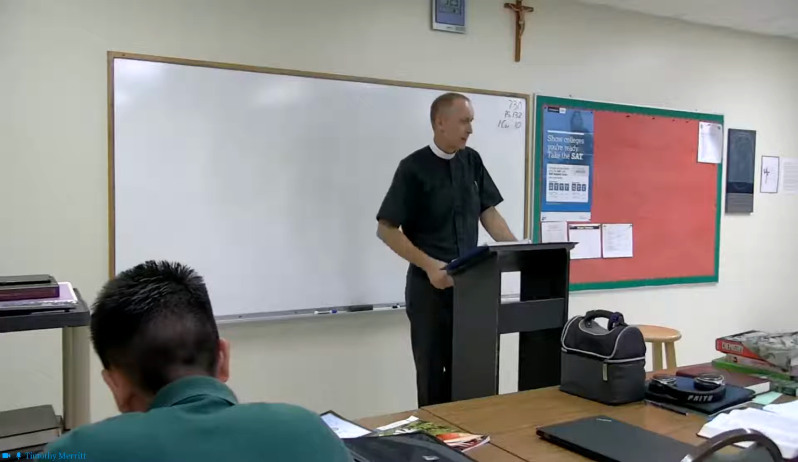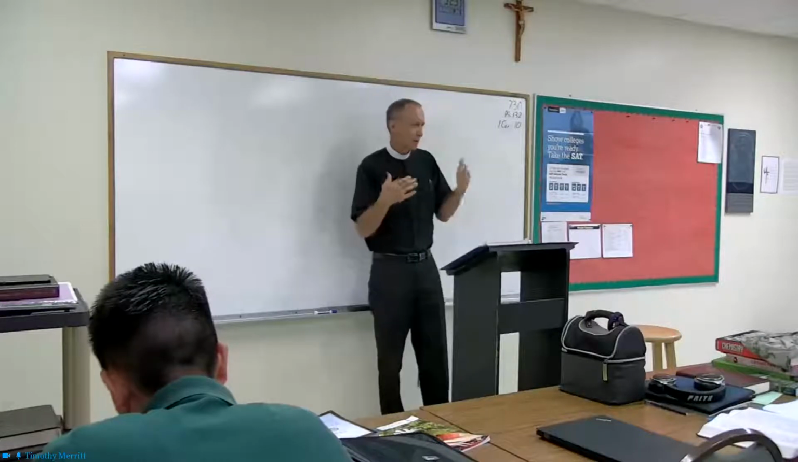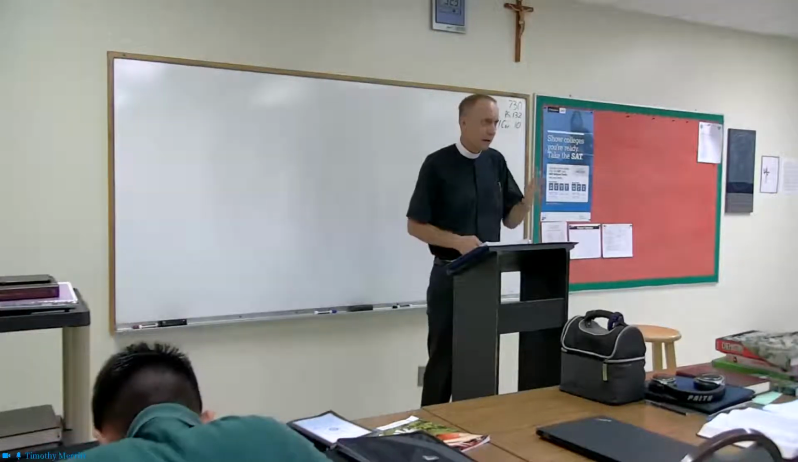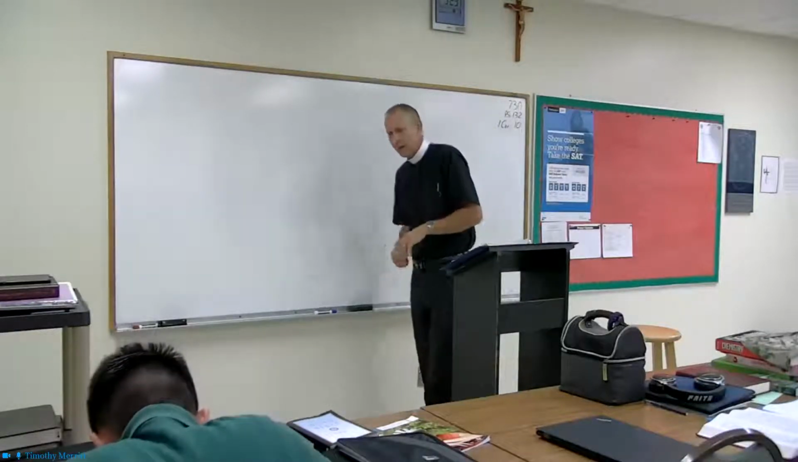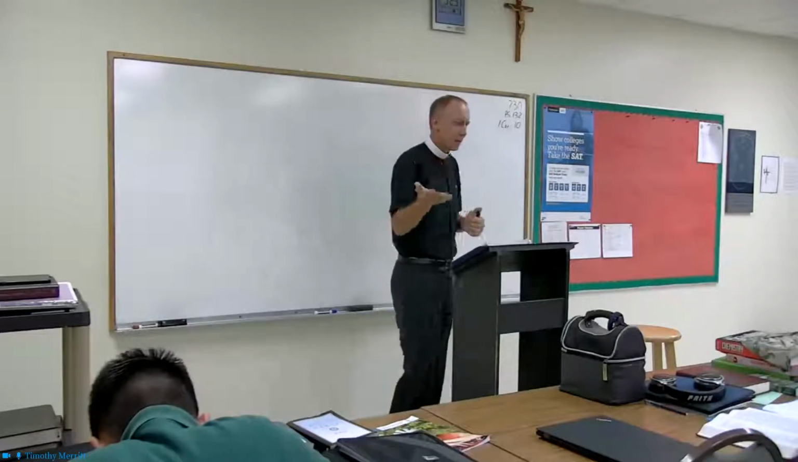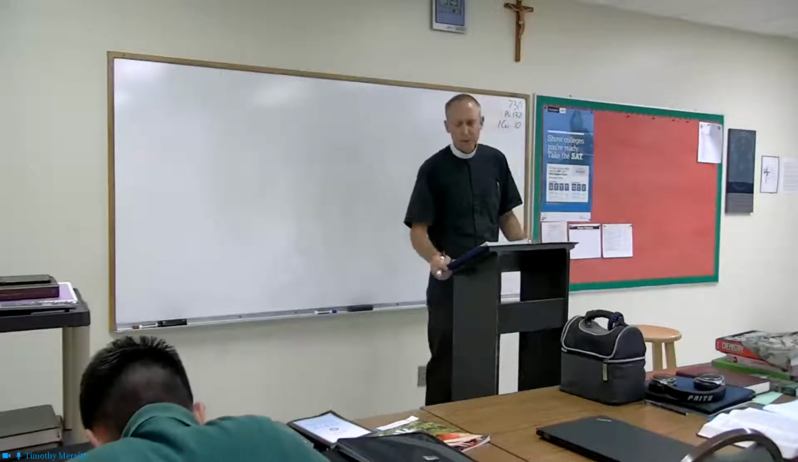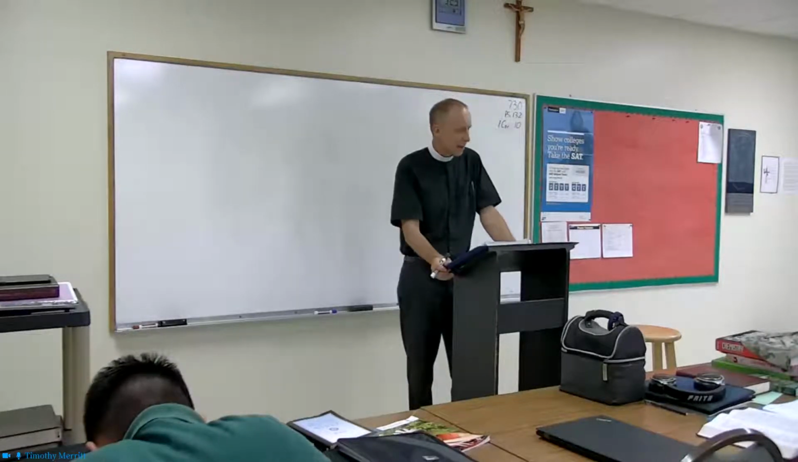Joshua led Israel across the Jordan River into the promised land. They defeated the Canaanites, the Amalekites, and the Perizzites. There was a 7-year divine war in the promised land. After that, the tribes of Israel got various land allotments. 2.5 tribes were east of the Jordan River, and the others were on the west. The tribe of Levi were the priests, and so they did not get an allotment of land.